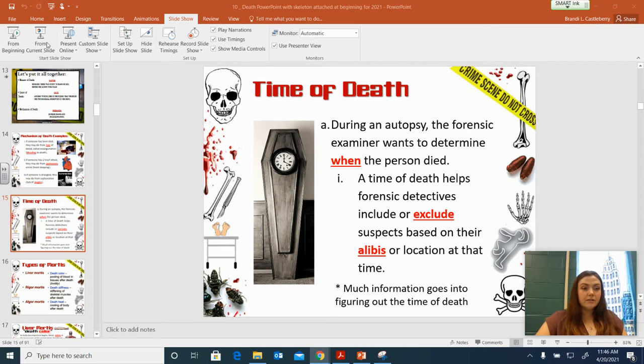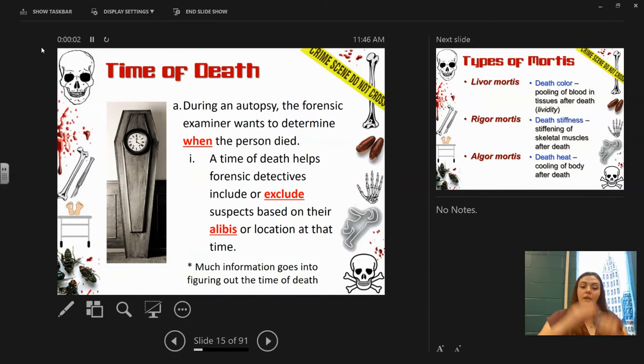Okay, so we're going to move on. Second little set of notes. Again, it's going to be relatively short. Okay, so time of death. So we're moving forward. This was the last part of what the person doing an autopsy would want to determine, which is the time of death. And we're going to talk about some ways they might be able to do that.